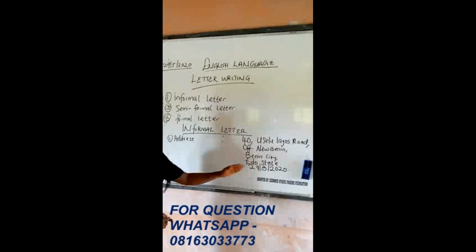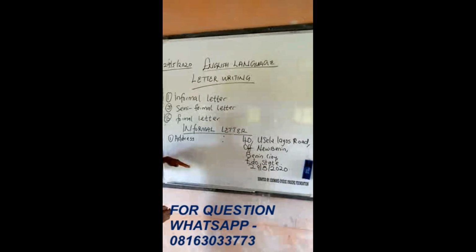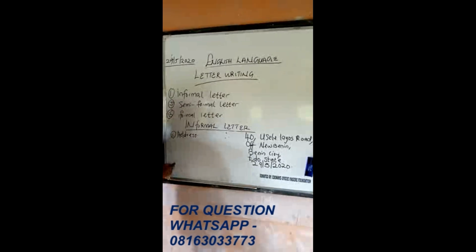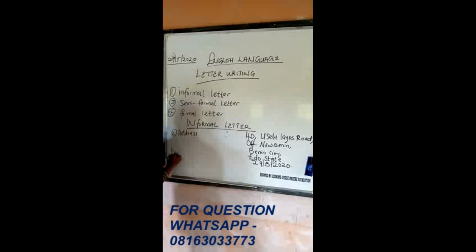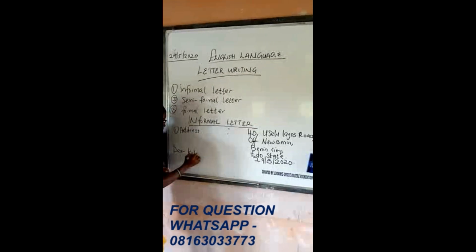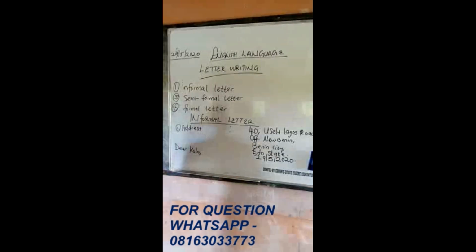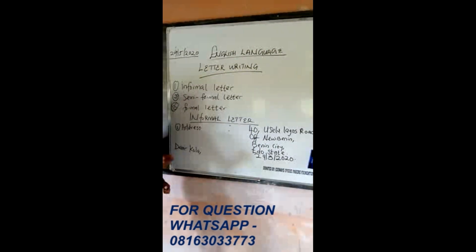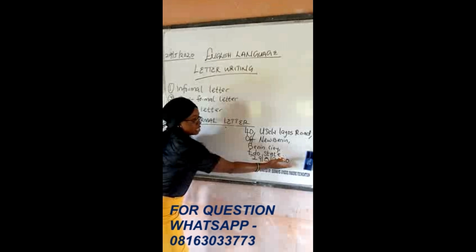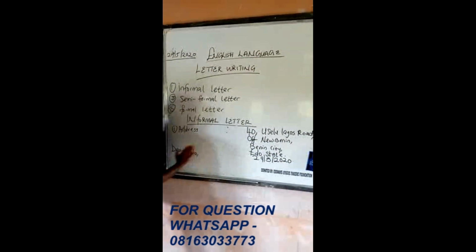Then after your address, the next stage is your salutation, which is the greeting. Normally it goes with dear. You can say dear Caller or dear BC, the name by which you know that particular friend. So this is how you write your address in the informal letter.